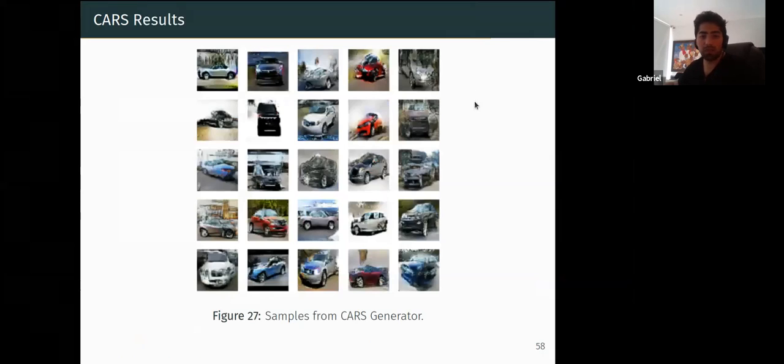So those are definitely cars. It could be improved in several ways. Maybe the architecture could be refined, but you could certainly tell that these are cars, right?